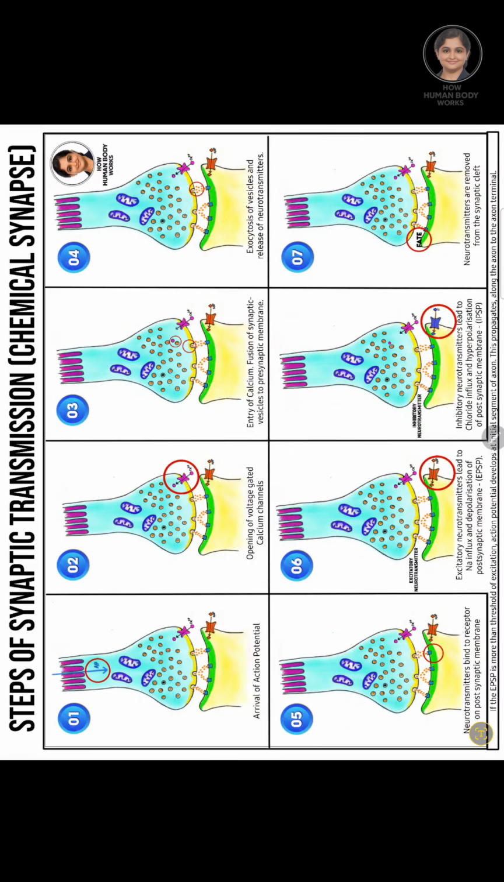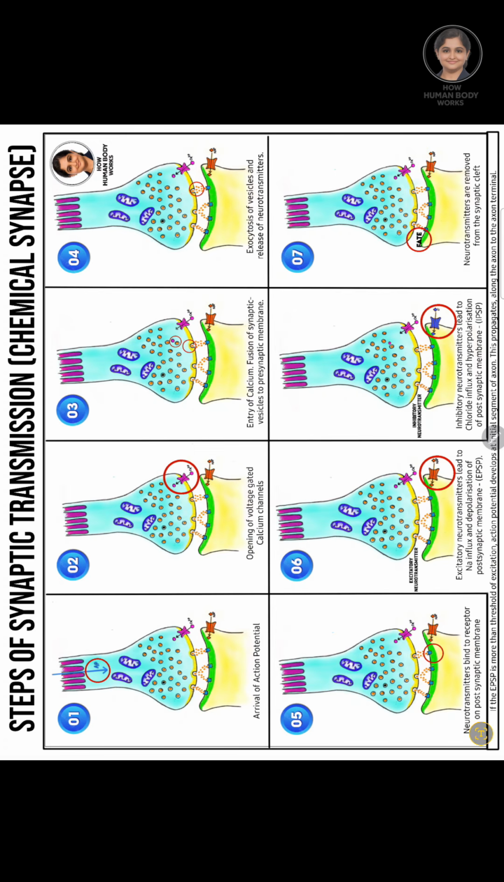Hello, today we are going to discuss the steps of synaptic transmission in a chemical synapse. So, this is the presynaptic neuron, this is the synaptic cleft, and this is the postsynaptic neuron. Okay, so the first step is the arrival of action potential on the presynaptic neuron.